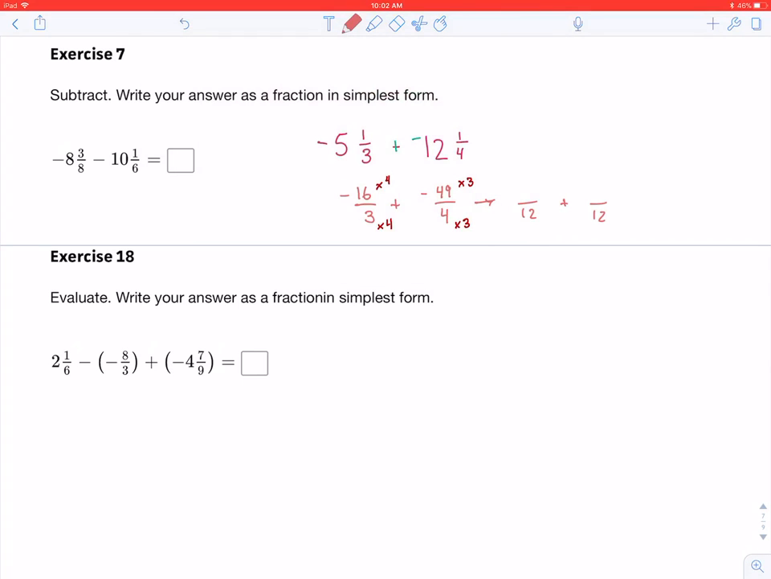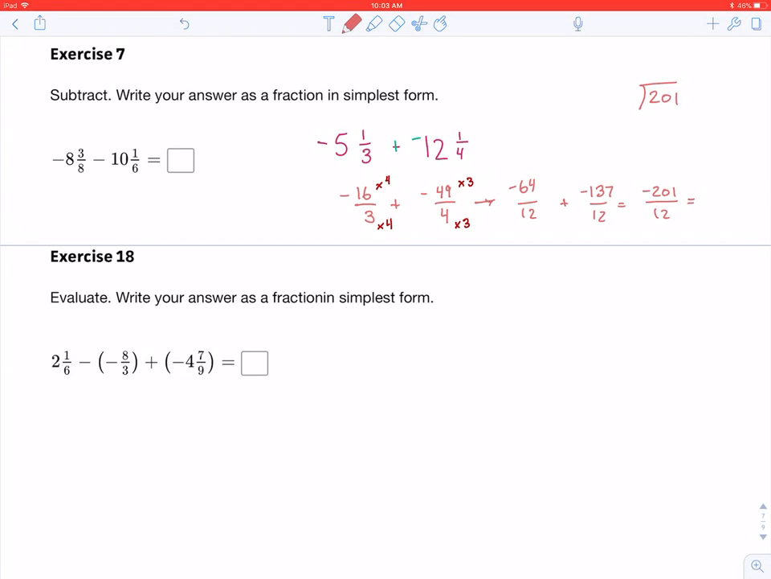But 17 times 4 is going to give me a 68, and then that was a negative times a positive, so that's a -68. And then -49 times 3 is going to give me 147 negative. Because these are both negative numbers, I'm going to add the numbers together, so it's -64 plus 137. That's going to give me -201/12. And then you can determine what this is going to be as a mixed number by doing your division.